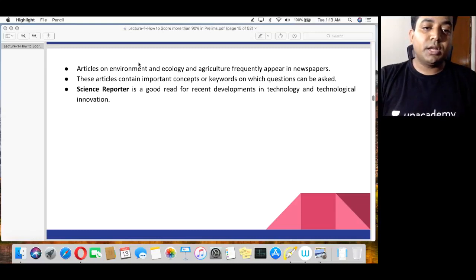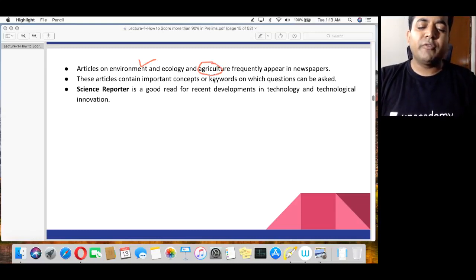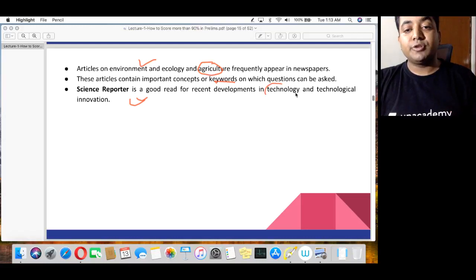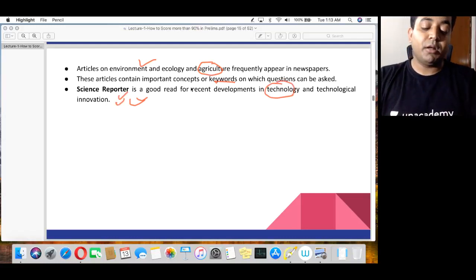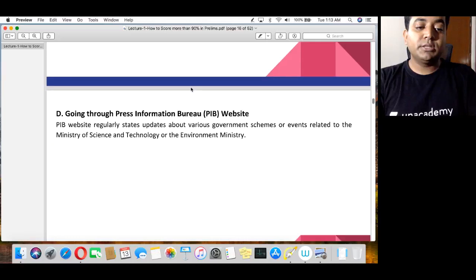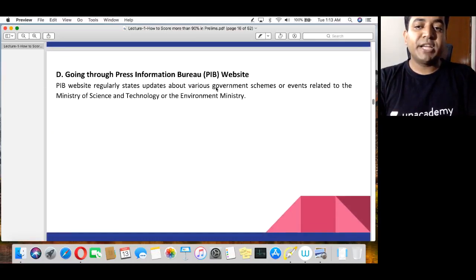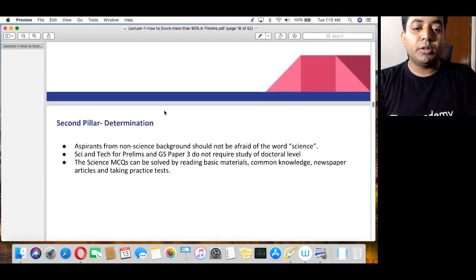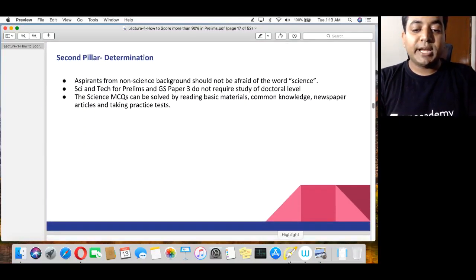Then articles on environment and ecology, agriculture, you will find them appearing a lot of the time in the newspaper, and they contain important concepts and keywords. And Science Reporter is also very important when it comes to technology, technological innovation, etc. So please remember this. Then you can go through the PIB website, but in this particular course I will cover all the developments of PIB, so you don't need to worry about it. Various events related to science and tech and the environment ministry keep popping up on the PIB website.